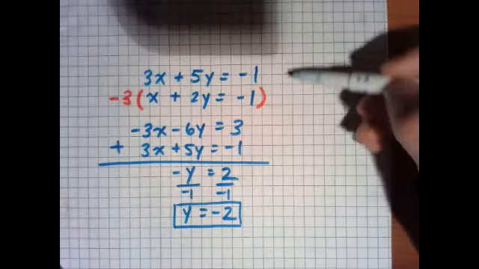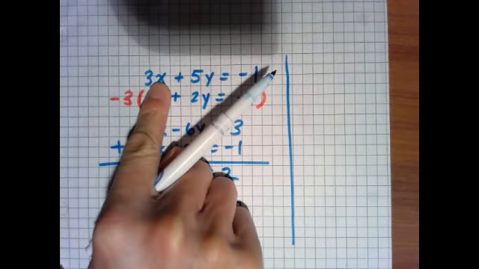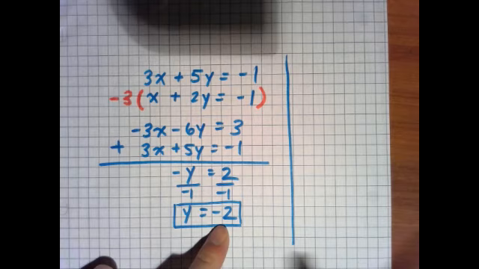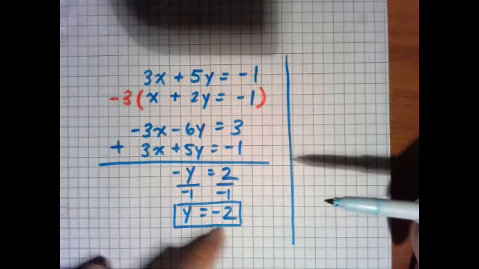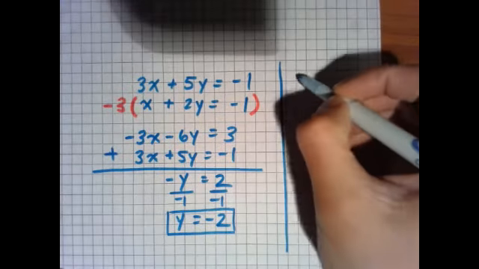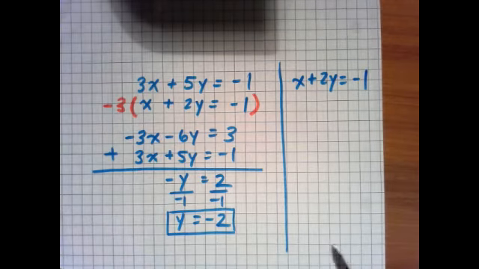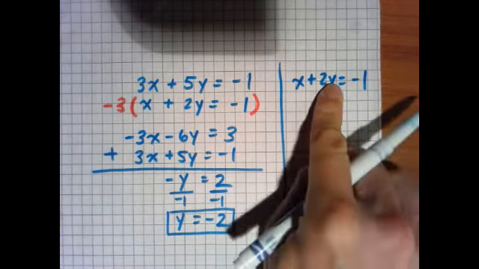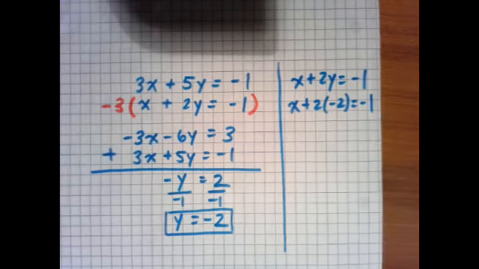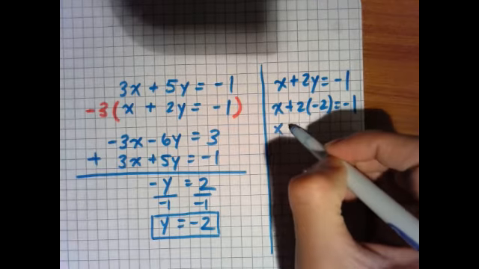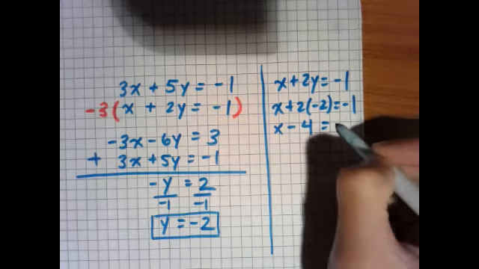Okay, I now know what y equals, but I also need to figure out what x equals. So I'm going to take this negative 2 and substitute it into either one of these equations. This second one looks a little bit easier, right? So this second equation, x plus 2y is equal to negative 1. Substituting in negative 2 for y, it would be x plus 2 times negative 2 equals negative 1. Keep going. x plus 2 times negative 2 is negative 4, equals negative 1.